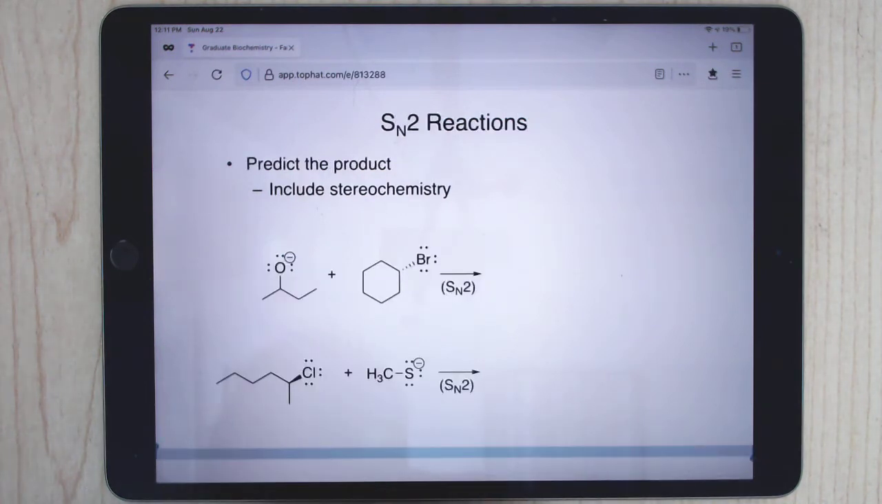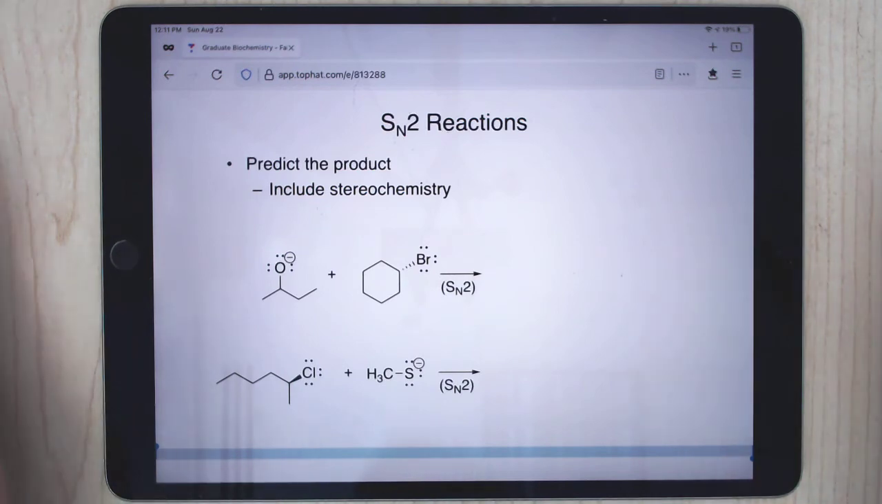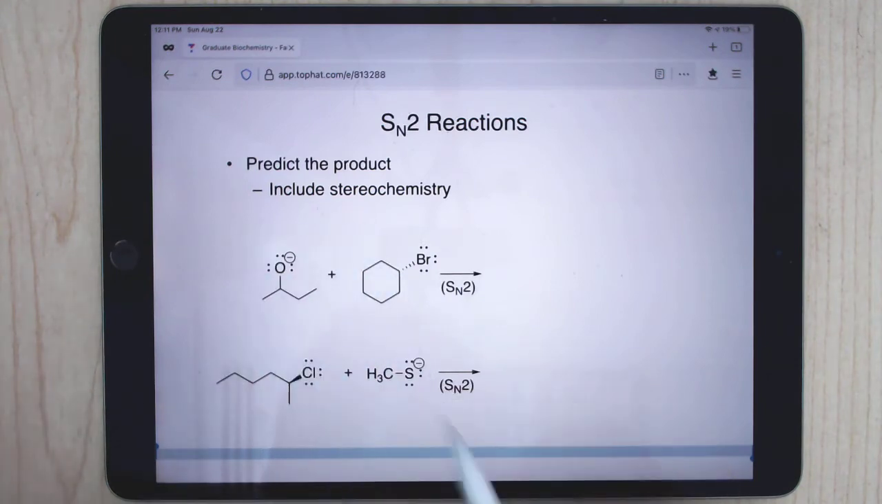So the way to think about this is, if your leaving group is, say, on a wedge, well, the wedge means it's coming out at you. Because the nucleophile needs to come from the backside, that means it has to come from underneath. And so when it attaches to the electrophile, it's going to be pointed in the opposite way. So if your leaving group is on a wedge, that means the product is going to have the nucleophile on a dash.